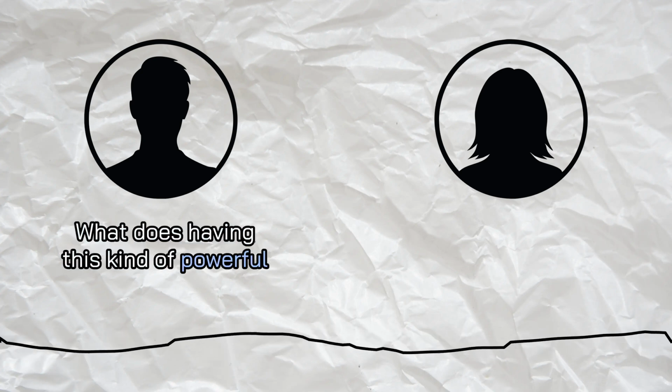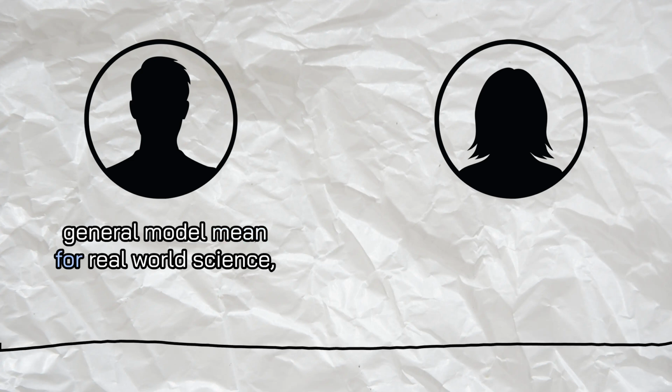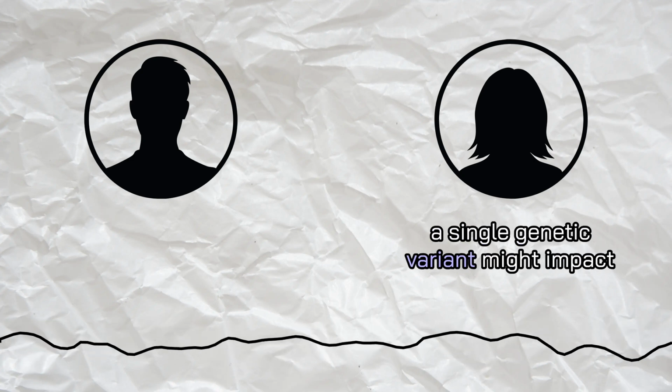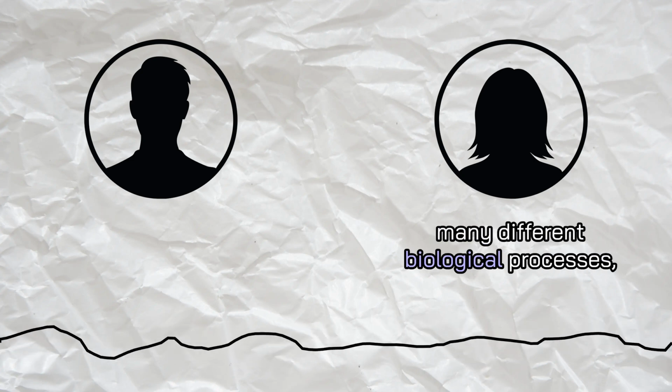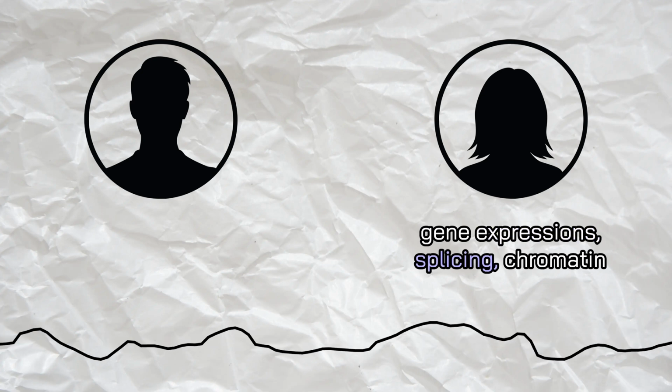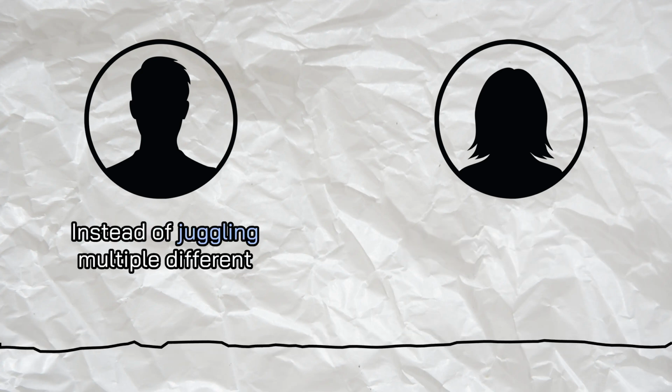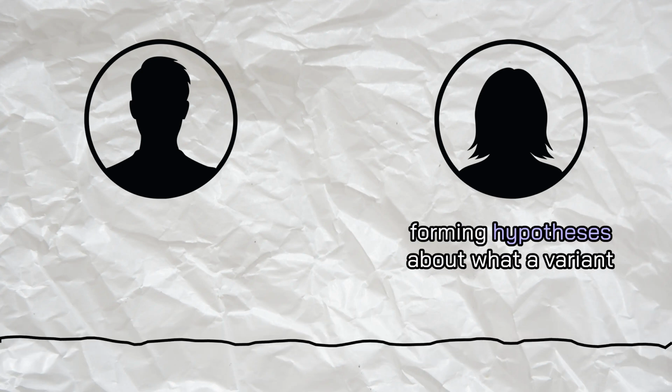So let's talk impact. What does having this kind of powerful general model mean for real-world science, for future potential? Well, the immediate benefit of that generality is for researchers. They can now investigate how a single genetic variant might impact many different biological processes, gene expression, splicing, chromatin structure, all at once, using just one tool, one API. Instead of juggling multiple different specialized models. Exactly. That massively speeds up the process of forming hypotheses about what a variant does and then testing those ideas computationally. It just streamlines the whole workflow.